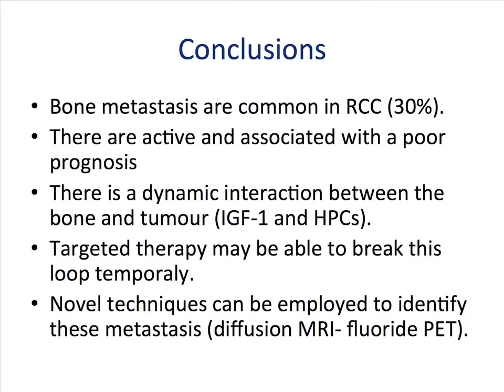And what this is suggesting to us is that not only are bone metastases common, but they're very active. And they're also associated with a poor prognosis. The dynamic interaction in this feedback loop may be driven by protagonists of the hematopoietic progenitor cell system, particularly macrophages. IGF-1 appears to be important. Targeted therapy may be able to temporarily block this loop, and novel techniques can be employed, such as diffusion MRI, to identify very early lesions, but other techniques, such as fluoride PET, may also be useful.